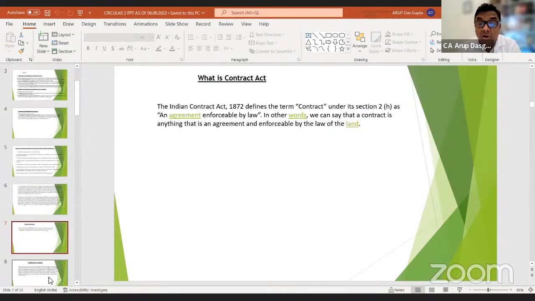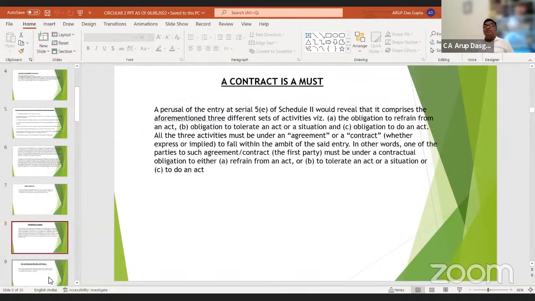Going forward, what is a contract? An agreement enforceable by law. In other words, a contract is anything that is an agreement: there are two parties, there is an offer and acceptance, and it should be enforceable by the law of the land. That is the most important thing, so it's not something that is not legally enforceable. Here, in terms of liquidated damages, a contract is essentially standing there. A contract is a must in all the situations we have discussed, whether it's refraining from an act, tolerating an act, or an obligation to do any act. There is a contractual obligation between the parties to do something or not to do something in exchange for getting something in return.